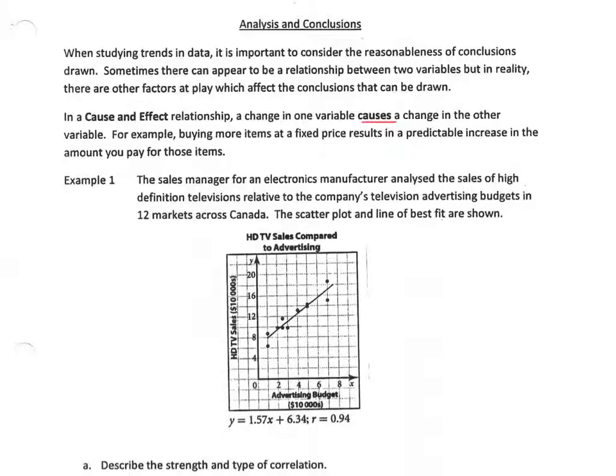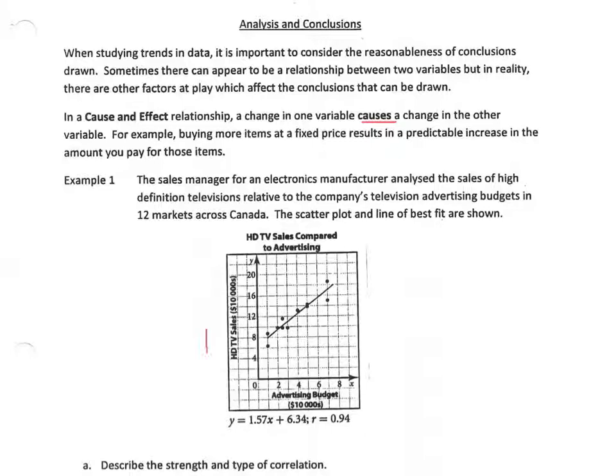So on this scatter plot, we've got some data representing the advertising budgets in 12 markets across Canada. So each dot represents one of those 12 markets, or geographic areas, in other words. And on the x-axis, you've got the advertising budget, so the amount spent in $10,000s of dollars in that region, compared to the sales of high-definition televisions, also measured in $10,000s of dollars.